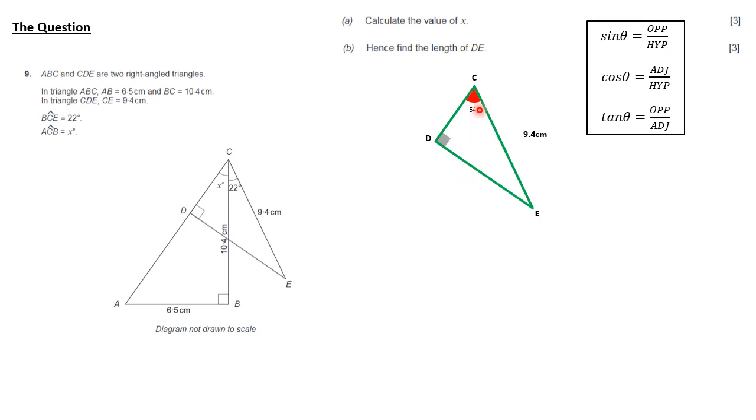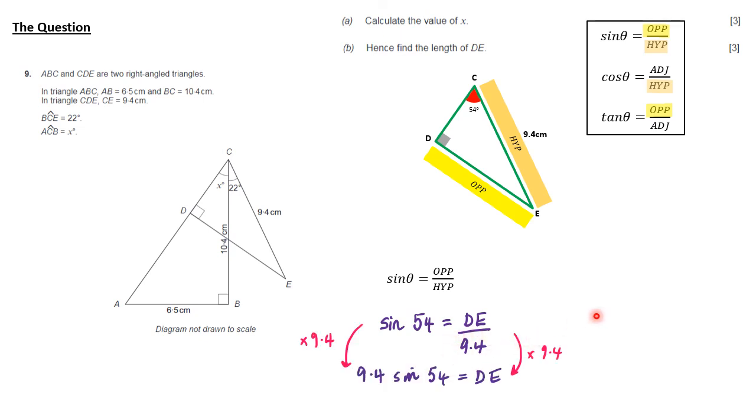So I've got an angle. I'm interested in the length of DE, so that's the other side that I'm interested in. If I label up my sides, that one is the opposite, and the 9.4 is my hypotenuse, because it's the longest side of my triangle. So if I've got the opposite and the hypotenuse shaded in my formula, I can see that I'm using the sine ratio. So I'll just write that out, and now I can put my numbers in. My angle is 54, and my hypotenuse is 9.4. Times both sides by 9.4 to get DE on its own.